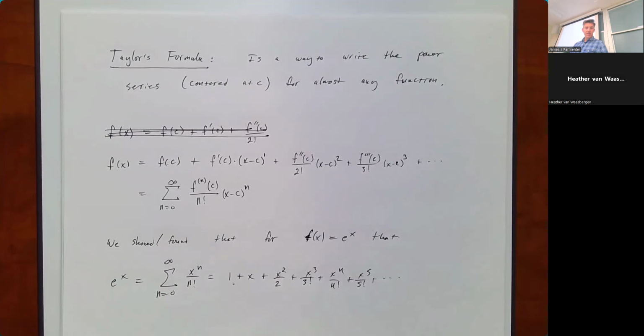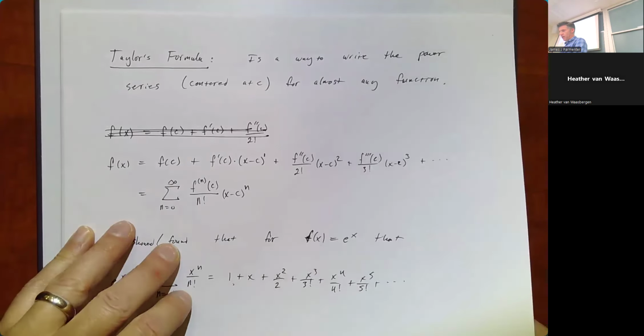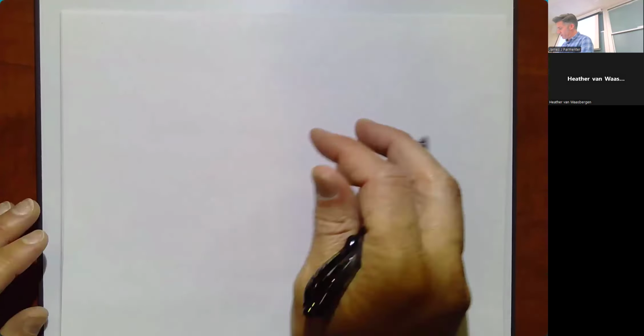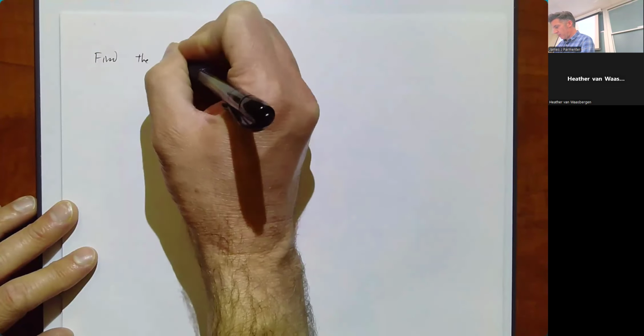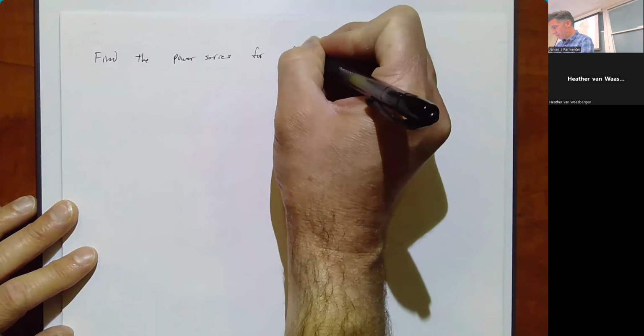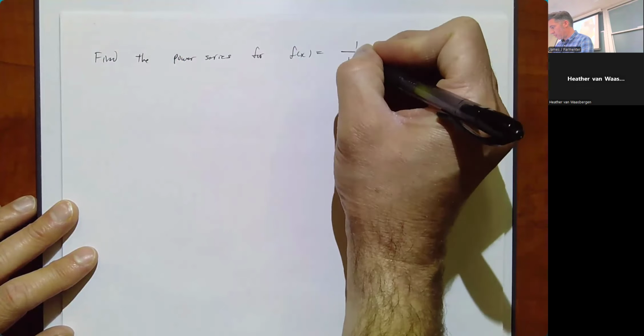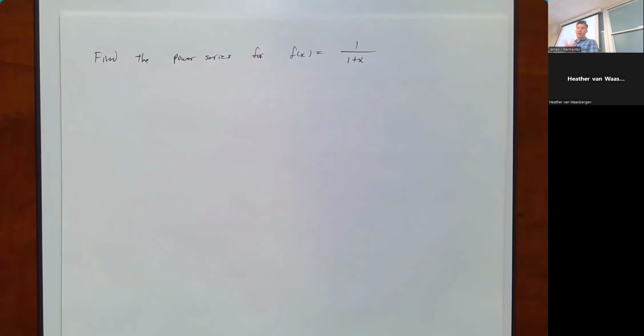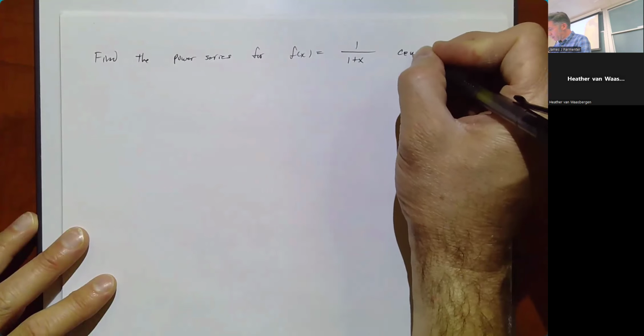So let's look at some other examples. Let's look at something that's fairly typical. So let's say we want to find the power series for f of x equal to 1 over 1 plus x. I should say, pardon me, centered at 0.